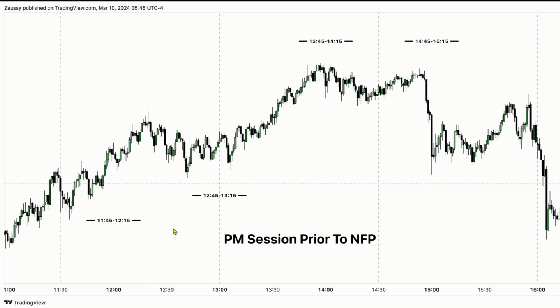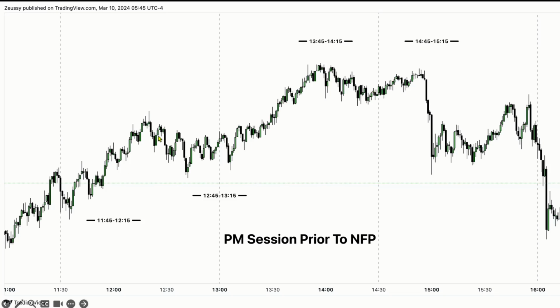This was the PM session prior to NFP, so this is exactly the delivery that could have been anticipated. What we can see is that even though during the 11:45 to 12:15 time window, the market trades higher, we see that it's very messy. We see that there's a lot of back and forth going up, sideways, up, sideways, up, sideways, up, sideways.